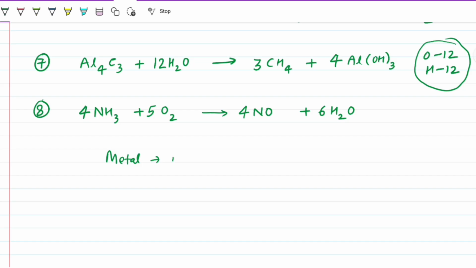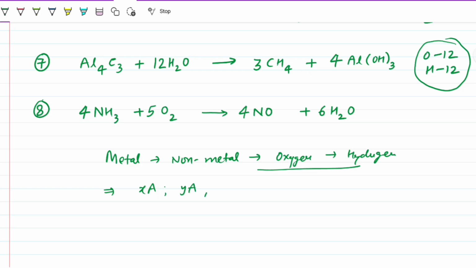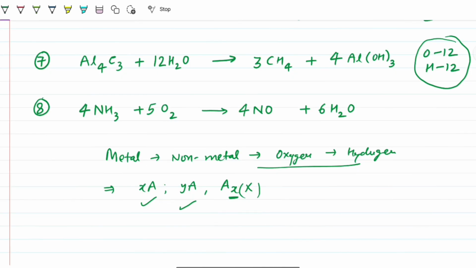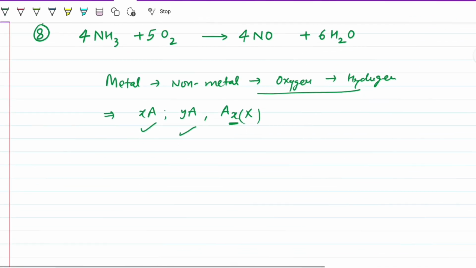First metal, then non-metal, then oxygen, and at last hydrogen. The most important thing to note is that while balancing, I cannot write X atoms of A, Y atoms of A, or whatever. It is incorrect. Writing A subscript X is incorrect, you cannot write it in this way. The correct representation is to write the number in front of it. So this was all about the hit and trial method.